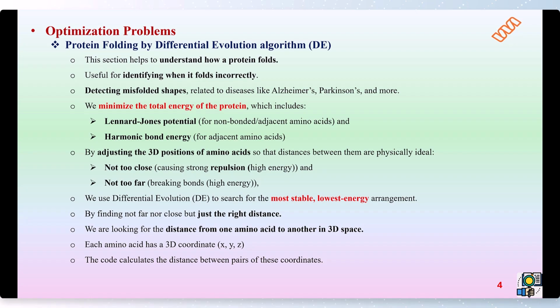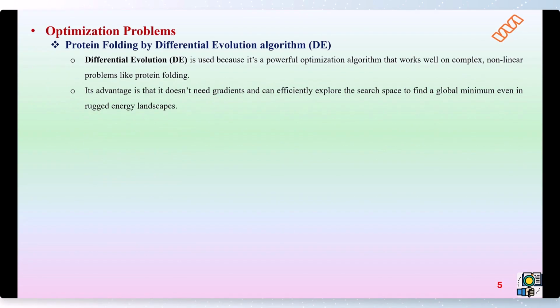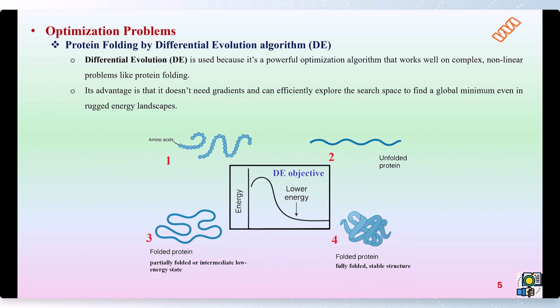We are looking for the distance from one amino acid to another in 3D space. Each amino acid has a 3D coordinate in X, Y, and Z axes. The code calculates the distance between pairs of these coordinates in our experiment. Differential evolution is used because it is a powerful optimization algorithm that works well on complex nonlinear problems like protein folding. Its advantage is that it doesn't need gradient and can efficiently explore the search space to find a global minimum even in rugged energy landscapes.